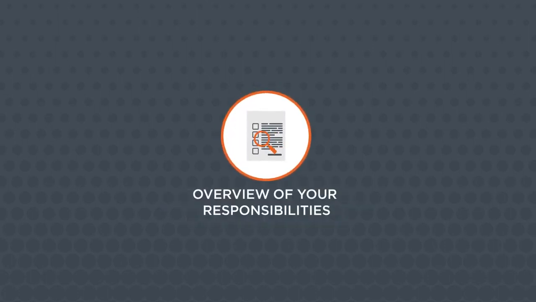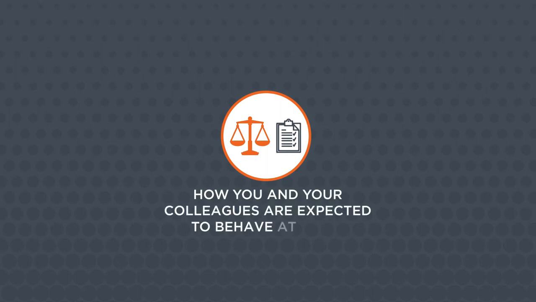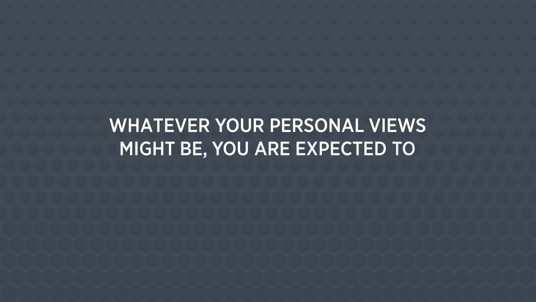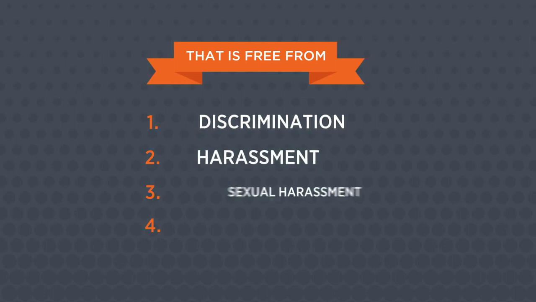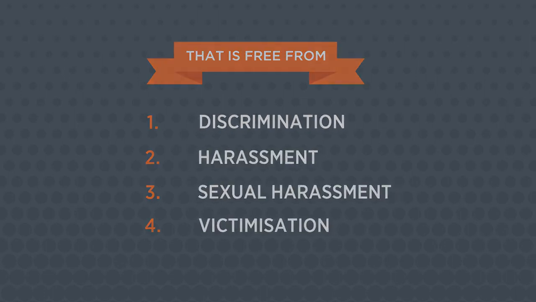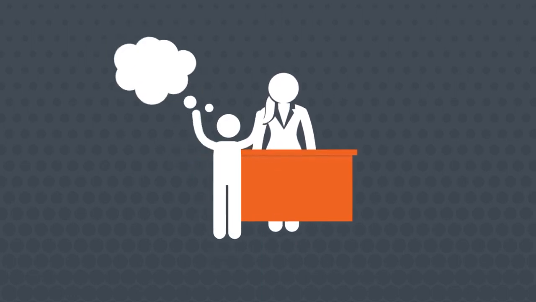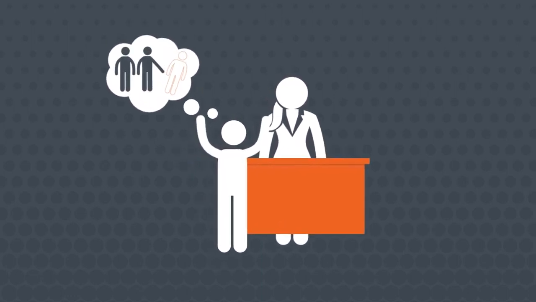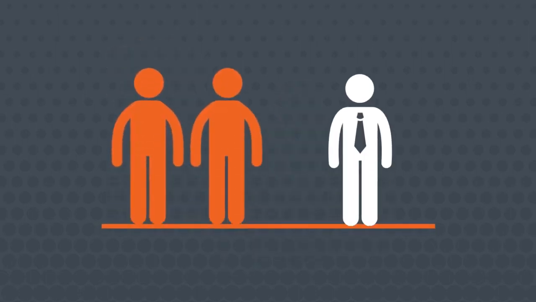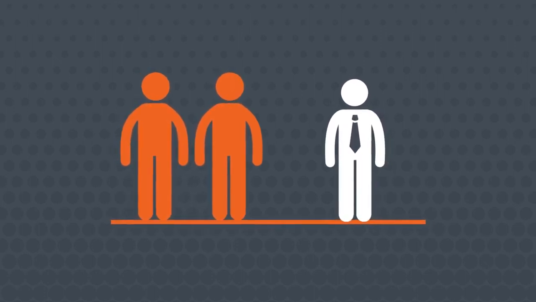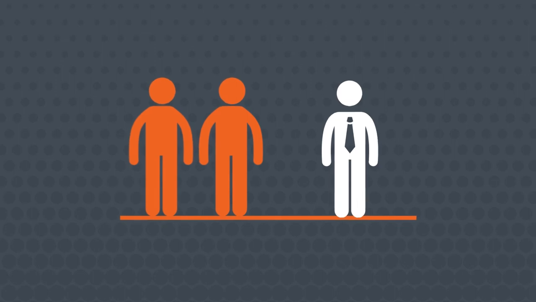Overview of your responsibilities. Appropriate workplace behaviour laws and the Law Society's appropriate workplace behaviour policy are very clear about how you and your colleagues are expected to behave at work. Whatever your personal views might be, you are expected to contribute to a workplace that is free from discrimination, harassment, sexual harassment, and victimization. Where people are able and encouraged to speak up if they feel they have been discriminated against or have been subject to other inappropriate workplace conduct. Where employees who raise an issue feel confident that the matter will be dealt with in a professional manner by both fellow employees and management.